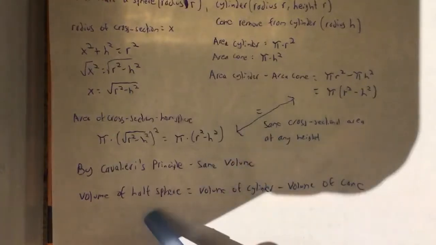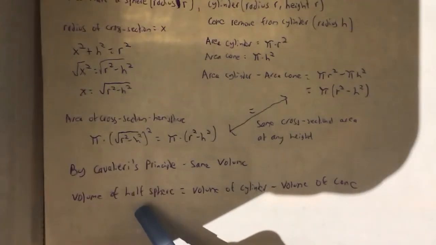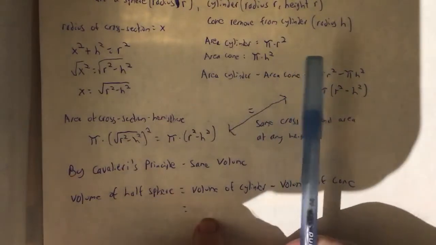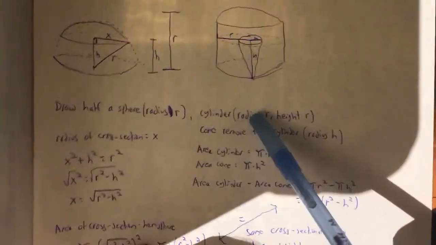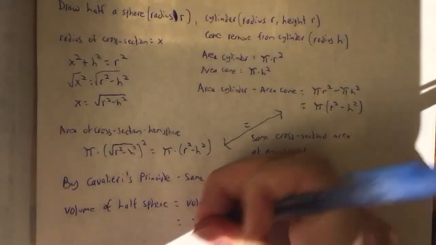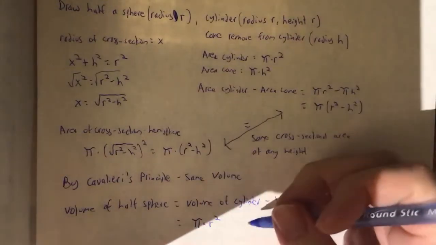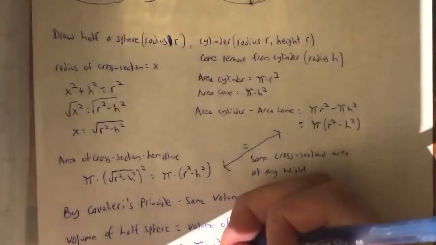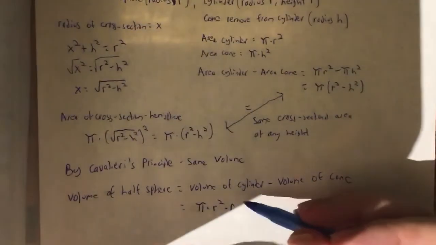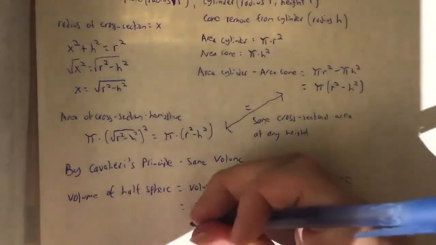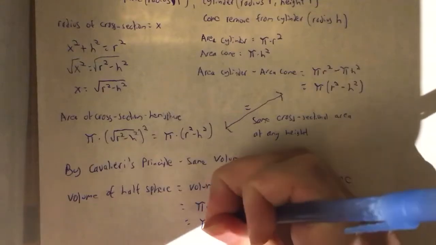So now I'm going to come up with the formula for volume of a half sphere and volume of a sphere. I know the volume of a cylinder with, in this case, the cylinder had radius r and height r, is pi r squared h. So volume of the cylinder is pi times the radius squared times the height. But remember, the height is just the radius in this case. So it's just r. So the volume of a cylinder is pi times r squared times r, which just simplifies to pi r cubed.